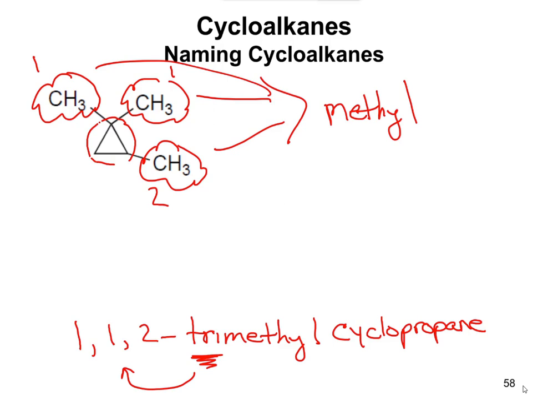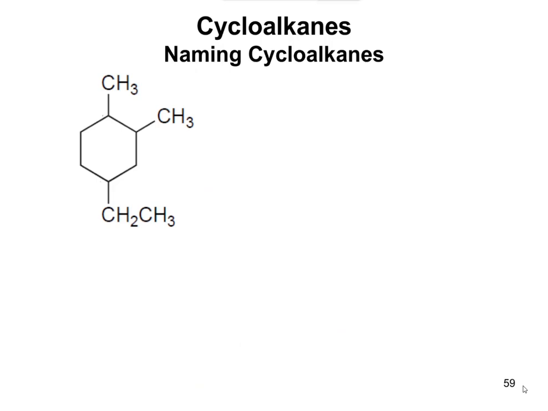Okay, so let's move on to the next one. So again, the parent ring in this case is going to be a 6-membered ring. So this one's going to be cyclohexane.